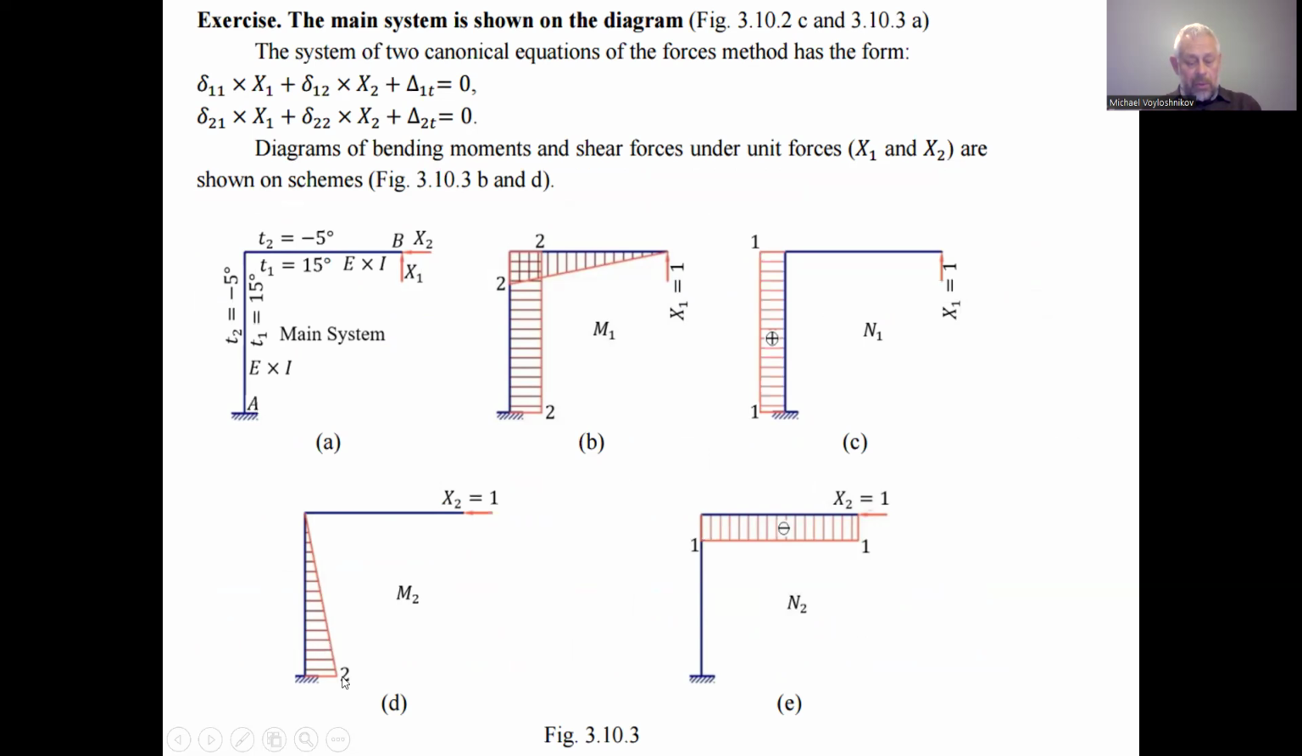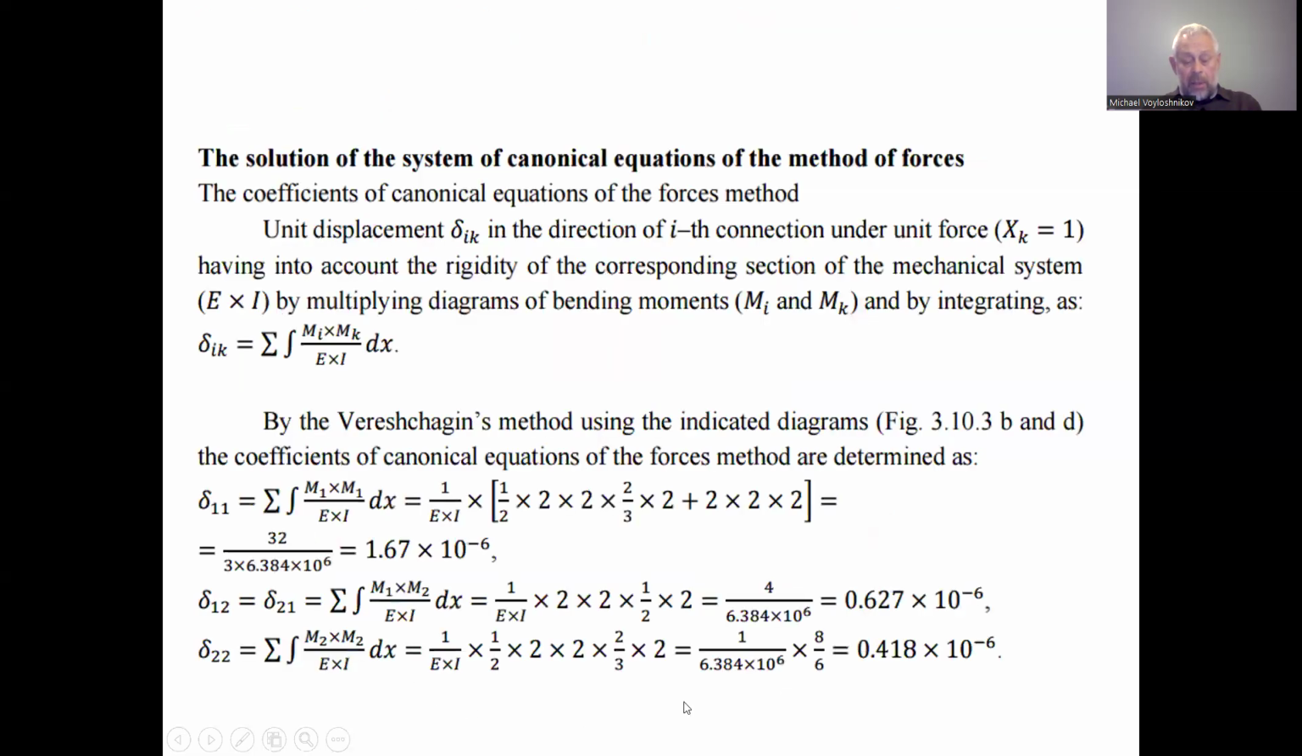2 is the maximal base of this triangle, and at the point of the area center of this diagram we have the magnitude 2 multiplied by 2/3. And after the substitution we have that the factor in the canonic equation of the force method, delta with indexes 2 and 2, is 0.418 multiplied by 10 to the power minus 6.